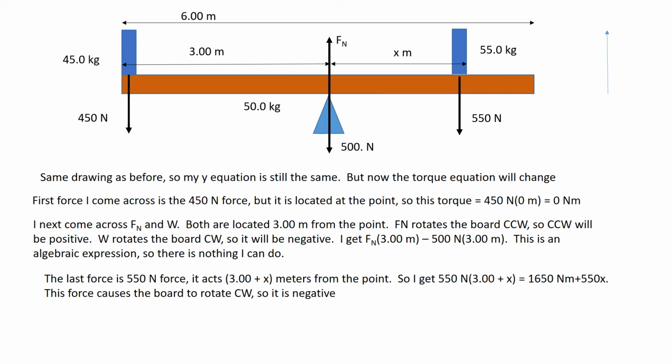Finally, the last force is the 550 Newton force. It acts a distance 3 plus x away from the pivot point at the left end. So I get for that torque 550 times the quantity 3 plus x. That simplifies to 1650 plus 550x. This force causes the board to rotate clockwise, so it's also going to be negative. Adding all these together and setting to 0, I get 3 times Fn minus 1500 minus 1650 minus 550x equals 0.